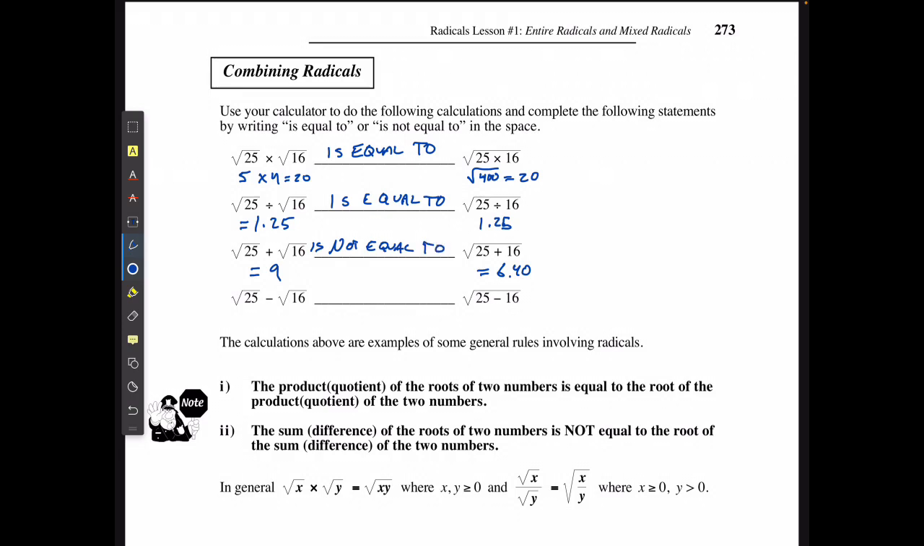Or if I take 5 minus 4, or the square root of 25 minus the square root of 16, that's going to give me 1. If I take the square root of 25 minus 16, or the square root of 9, that would give me 3. This is also not equal to.